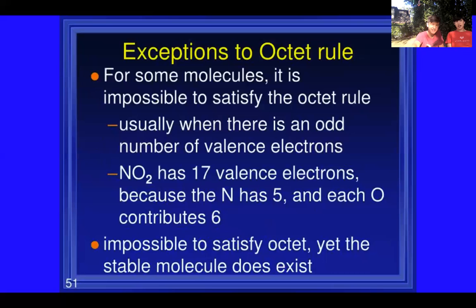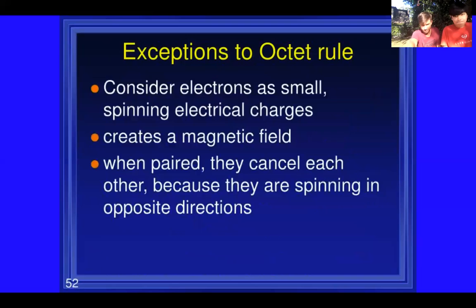So these are exceptions to the octet rule. For some molecules, it is impossible to satisfy the octet rule. Usually, when there's an odd number of valence electrons, this is what happens. So NO2 has 17 valence electrons, because the N has 5 and each O contributes 6, so it's odd. It's uneven. They can't get to the perfect 8. It's impossible to satisfy the octet rule in this, so a stable molecule does not exist.